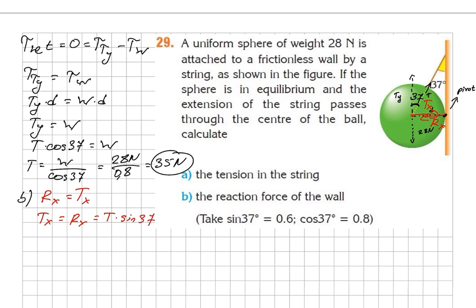So Rx will be equal to tension, 35 newtons times 0.6, which is equal to 21 newtons.